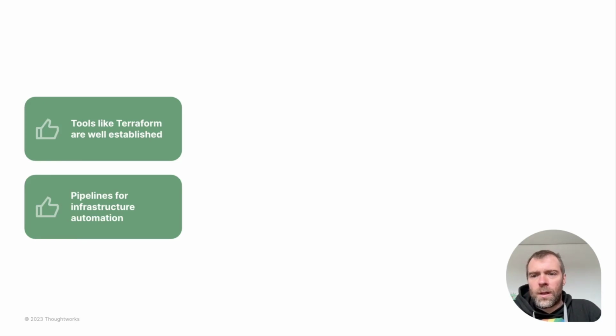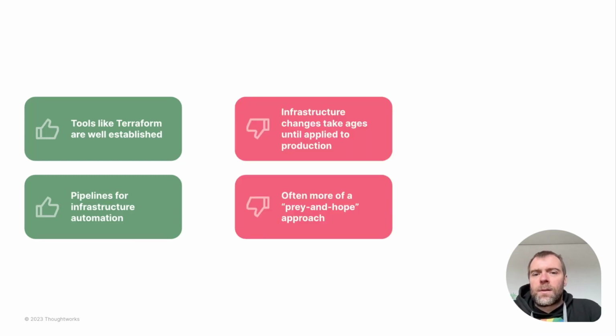So when we look at the cloud infrastructure landscape today, we see that tools like Terraform, Pulumi, or also Ansible are well established. We even see teams using pipelines for infrastructure automation, but still we see that infrastructure changes take ages until applied to production, and that it's often more of a pray and hope approach than a fully automated process or procedure.